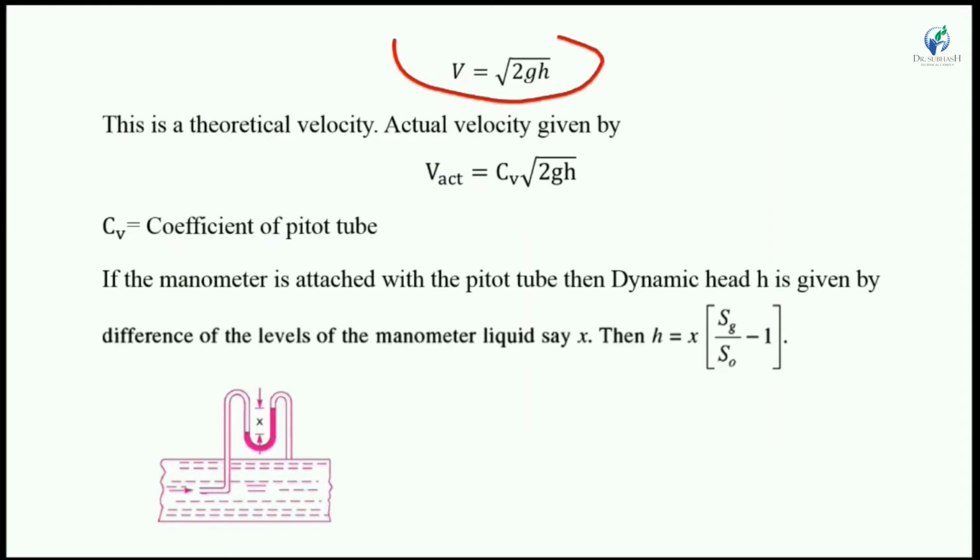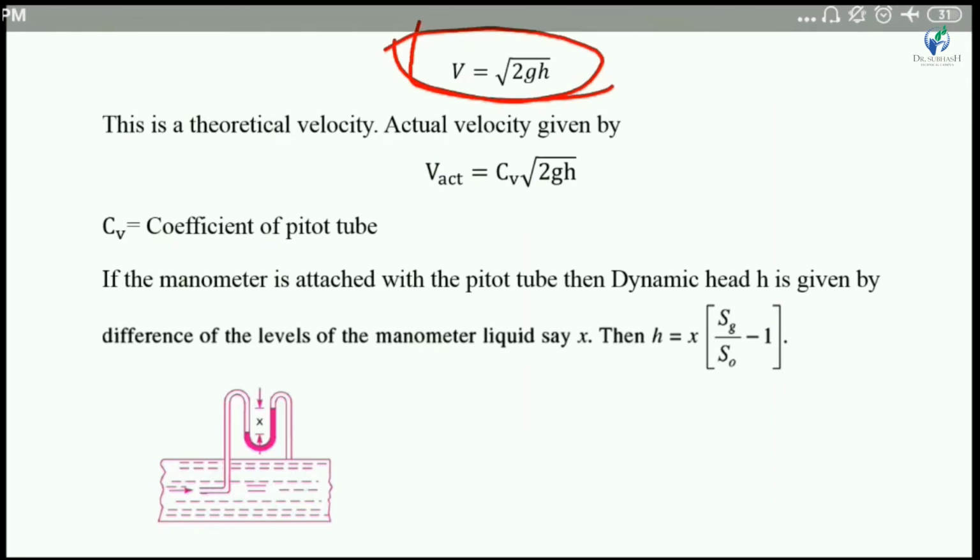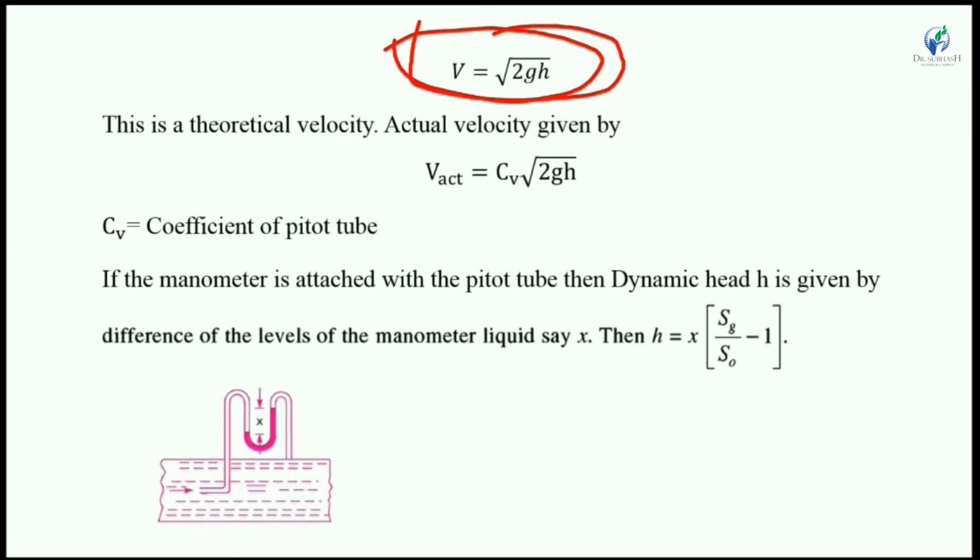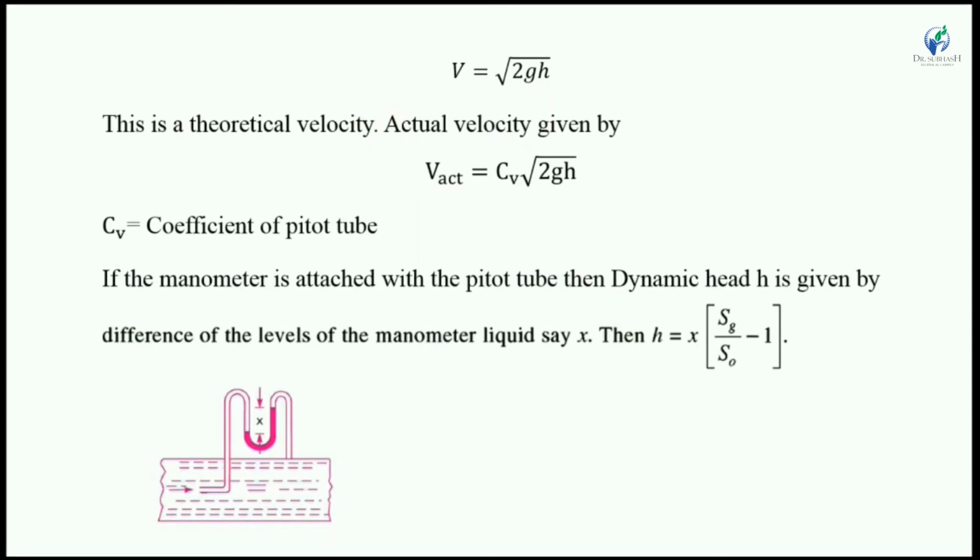Now, this equation is a theoretical equation, but in actual practice we know that some losses are there. So the actual velocity value is less than the theoretical value. So the actual equation is V actual is equal to Cv under root 2gH, where Cv is the coefficient of the Pitot tube.